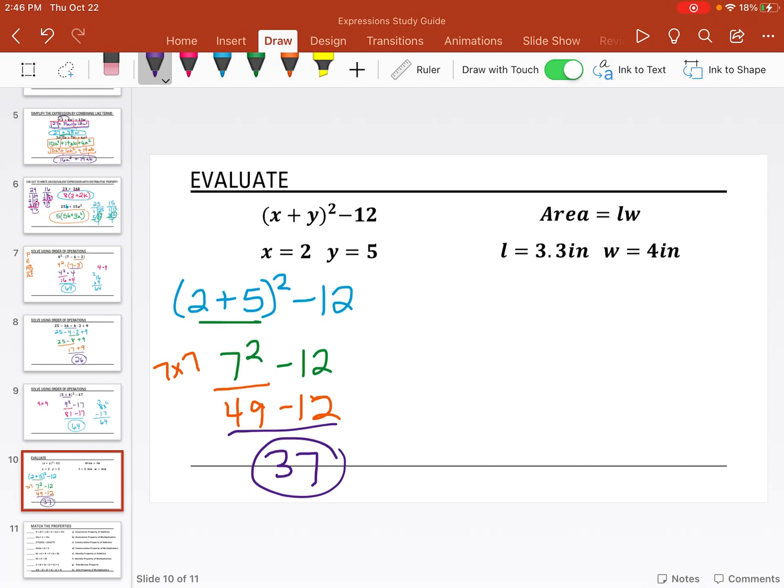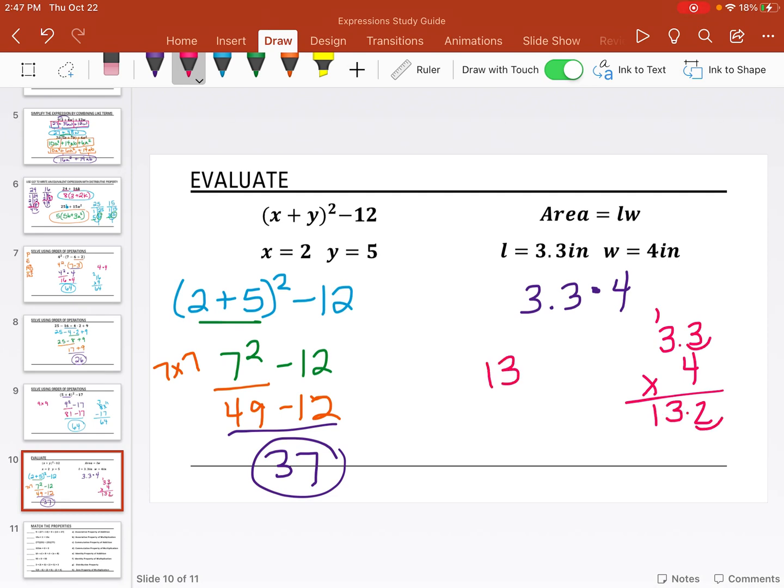When I look at the next problem, it's area of a rectangle, and that's okay. It doesn't really matter. It's still just LW, and they told you the L and they told you the W to substitute in. So this really says 3.3 times 4. So 3.3 times 4. 4 times 3 is 12. Carry my 1. 13, 1 decimal place, so I'm getting 13.2. It is area though, so inches squared for my answer.